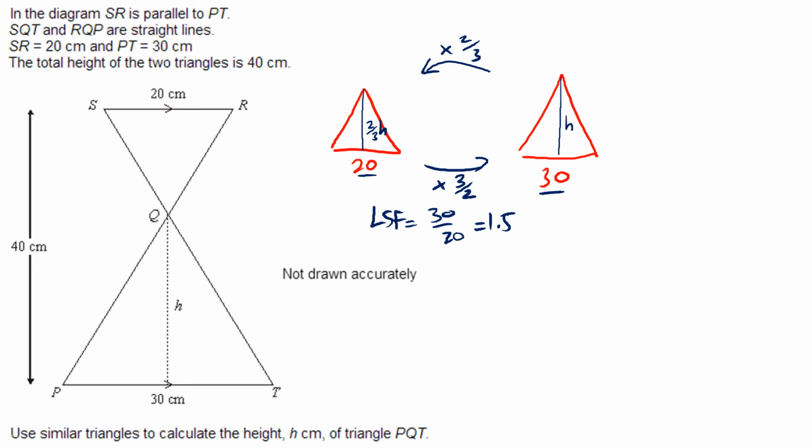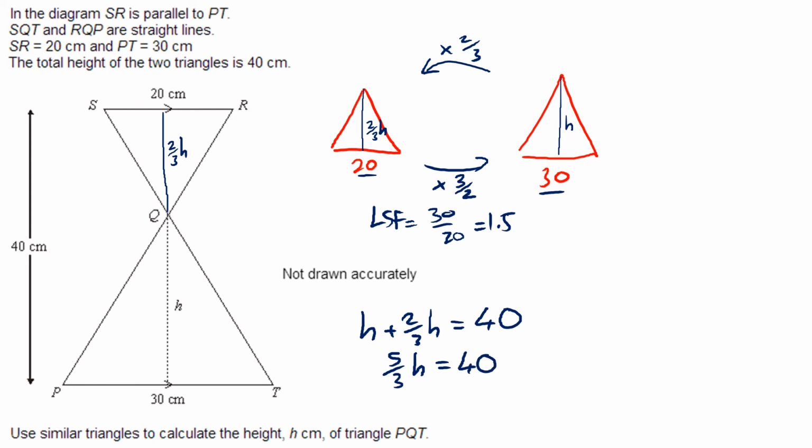Now, what's the point of that? Well, we can fill that in on the diagram. We can say this is 2/3 of h, and we know that all of that put together gives us 40 centimeters. So h plus another 2/3 of h is going to give us 40. What's 1 plus 2/3? Well, that's 5/3. So we can say 5/3 of h is 40.